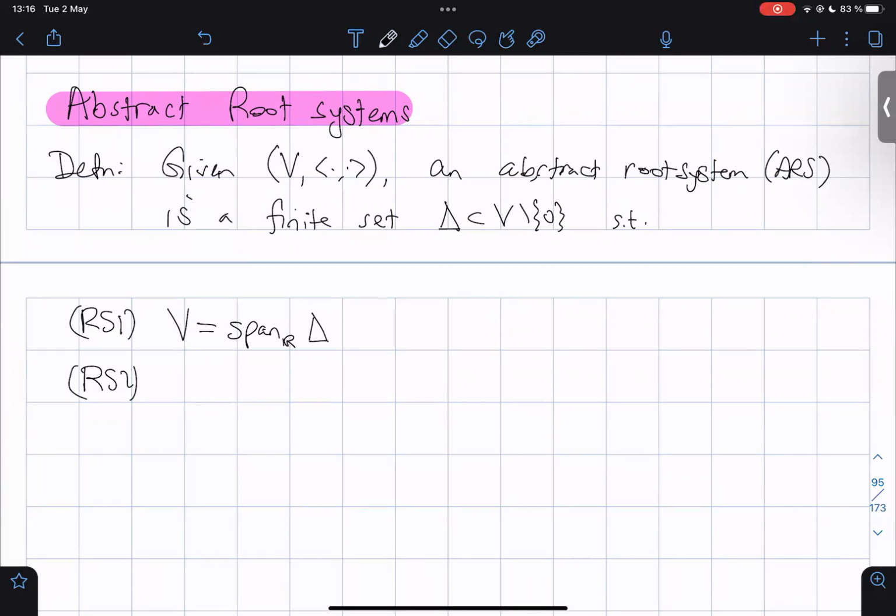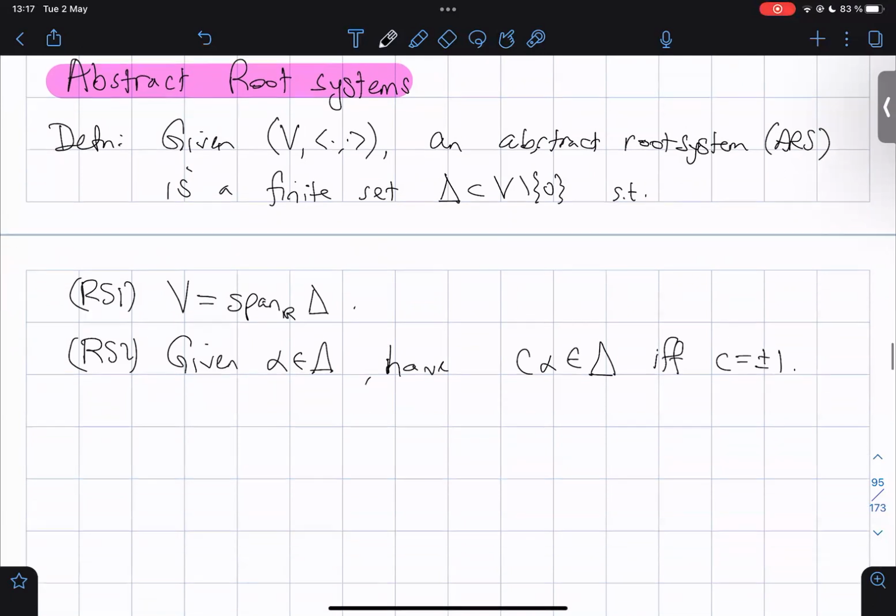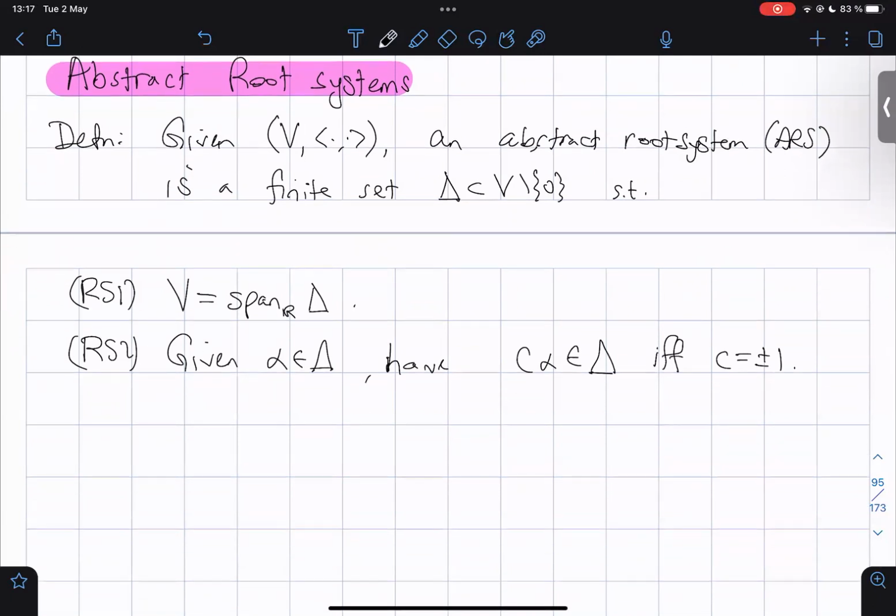Second condition: given a root alpha, we take multiples of that root. So you ask, is C alpha a root? And the answer is yes if and only if C is plus or minus 1. Okay, this is an axiom. You don't have extra redundancy, extra multiples, other than plus or minus 1.